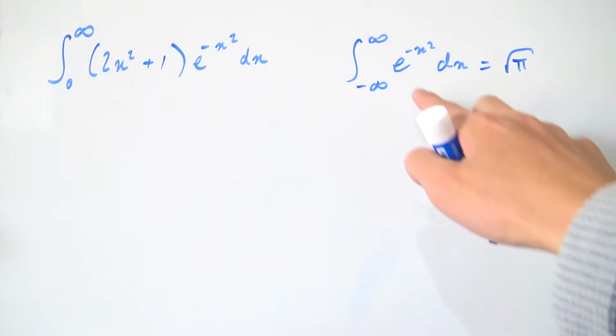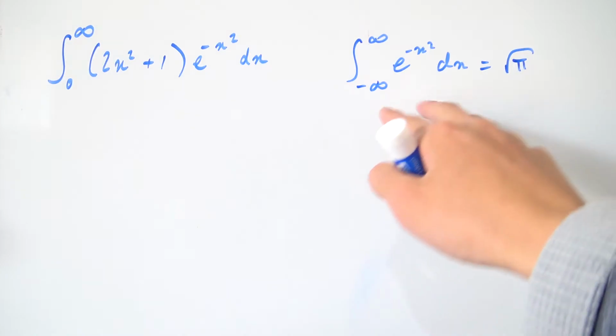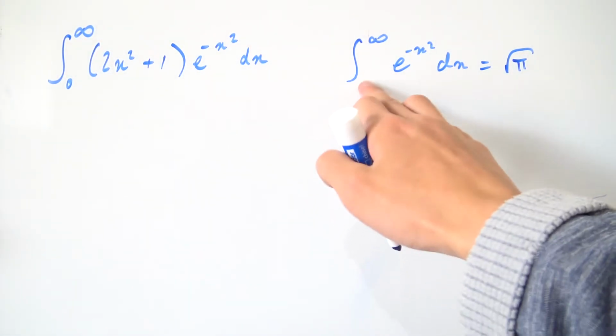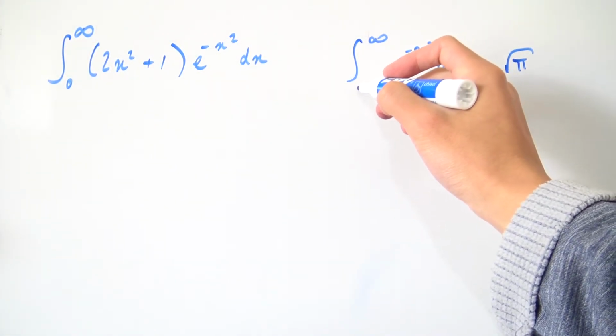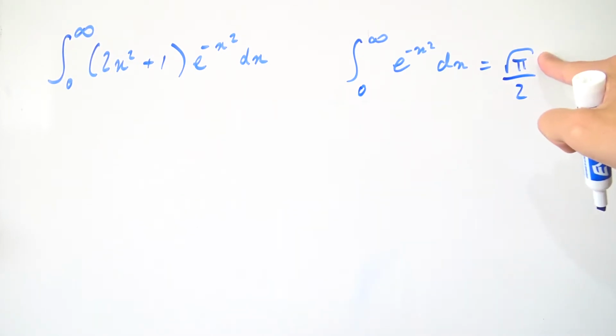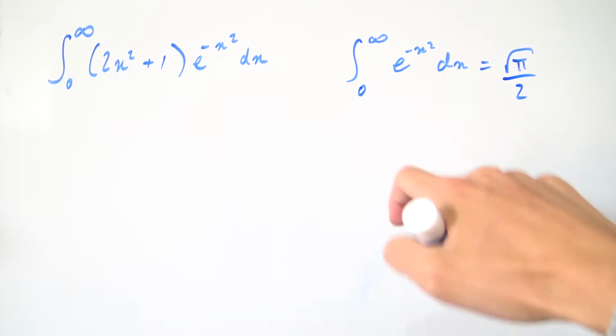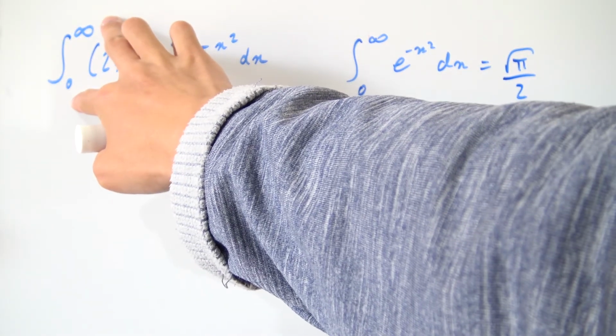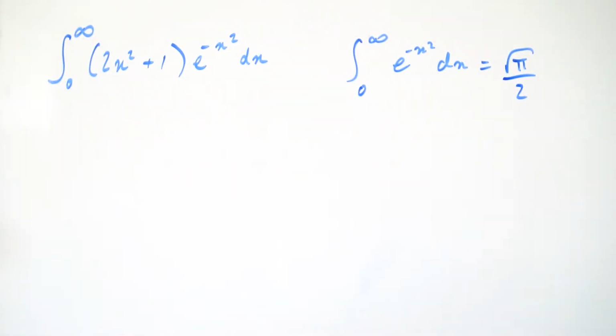So the nice thing with this function is that it's symmetric across the y-axis. So that means if we split the interval of integration up into 2, then it divides the area by 2. So it becomes square root of pi over 2, and that nicely matches with our interval right here for this question. So how can we approach this question?